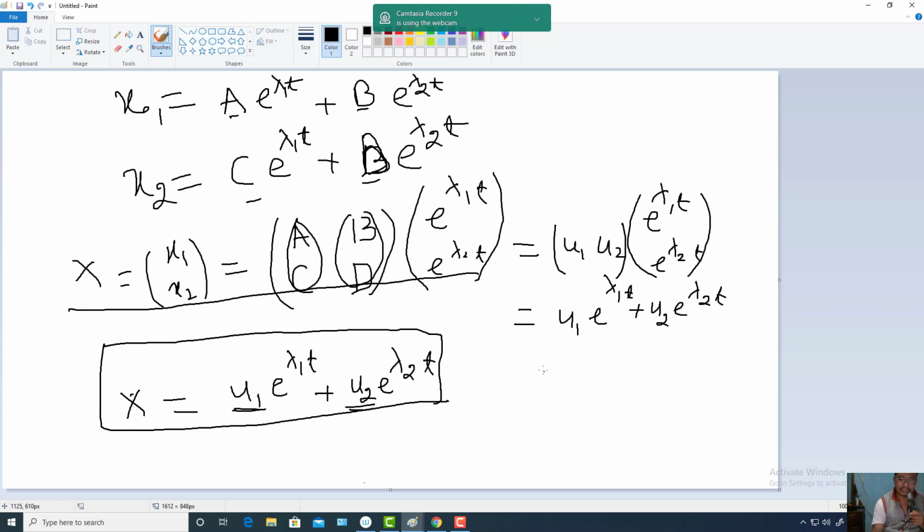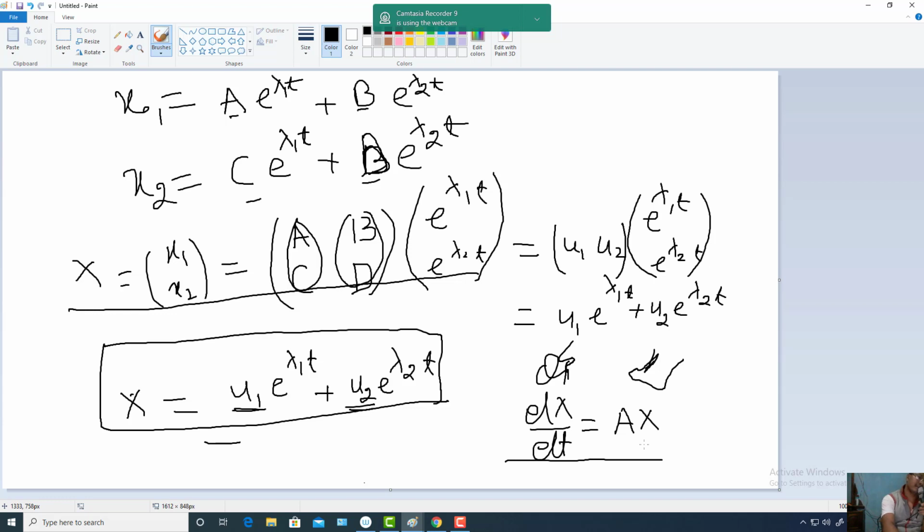The given differential equation in the matrix form is dx by dt equal to Ax. Since this is a solution, it satisfies this equation. So now let us find out what these u1 and u2 vectors are.